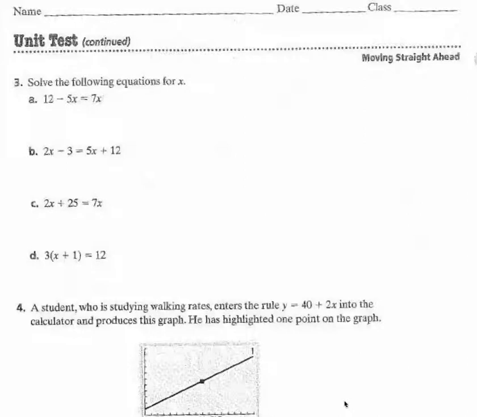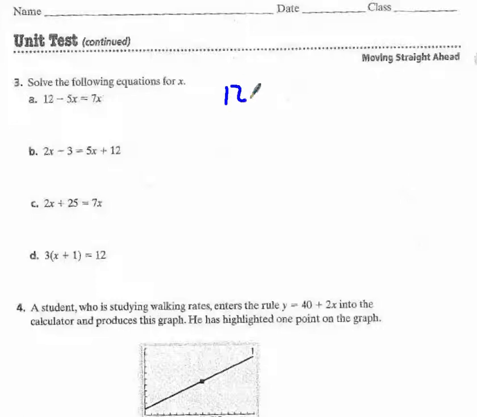The other major theme in Moving Straight Ahead is solving linear relationships. And we talked about the property of equality. In other words, adding, subtracting, dividing, or multiplying one thing to an equal sign is okay as long as you do the exact same thing to the other side. So, how did that show up in practice?